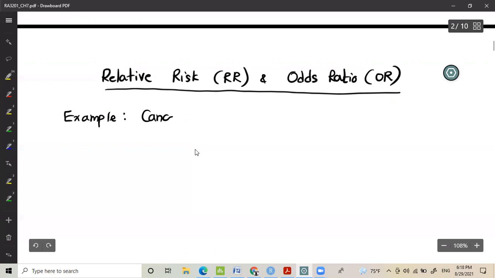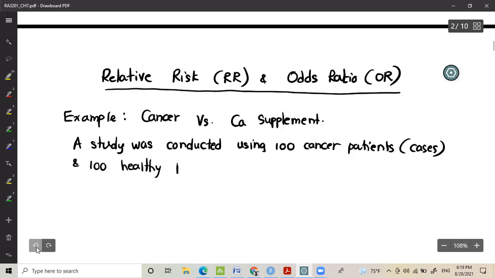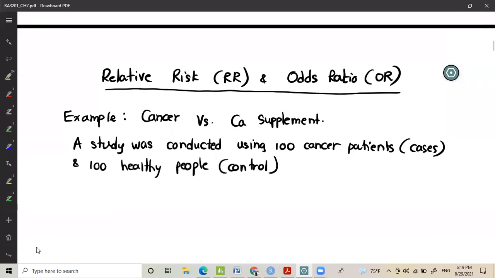So this is about cancer versus calcium supplement. In this study, a study was conducted using 100 cancer patients. These are the cases, and 100 healthy people. So this will be your control group. Each of these groups has 100, so altogether 200.